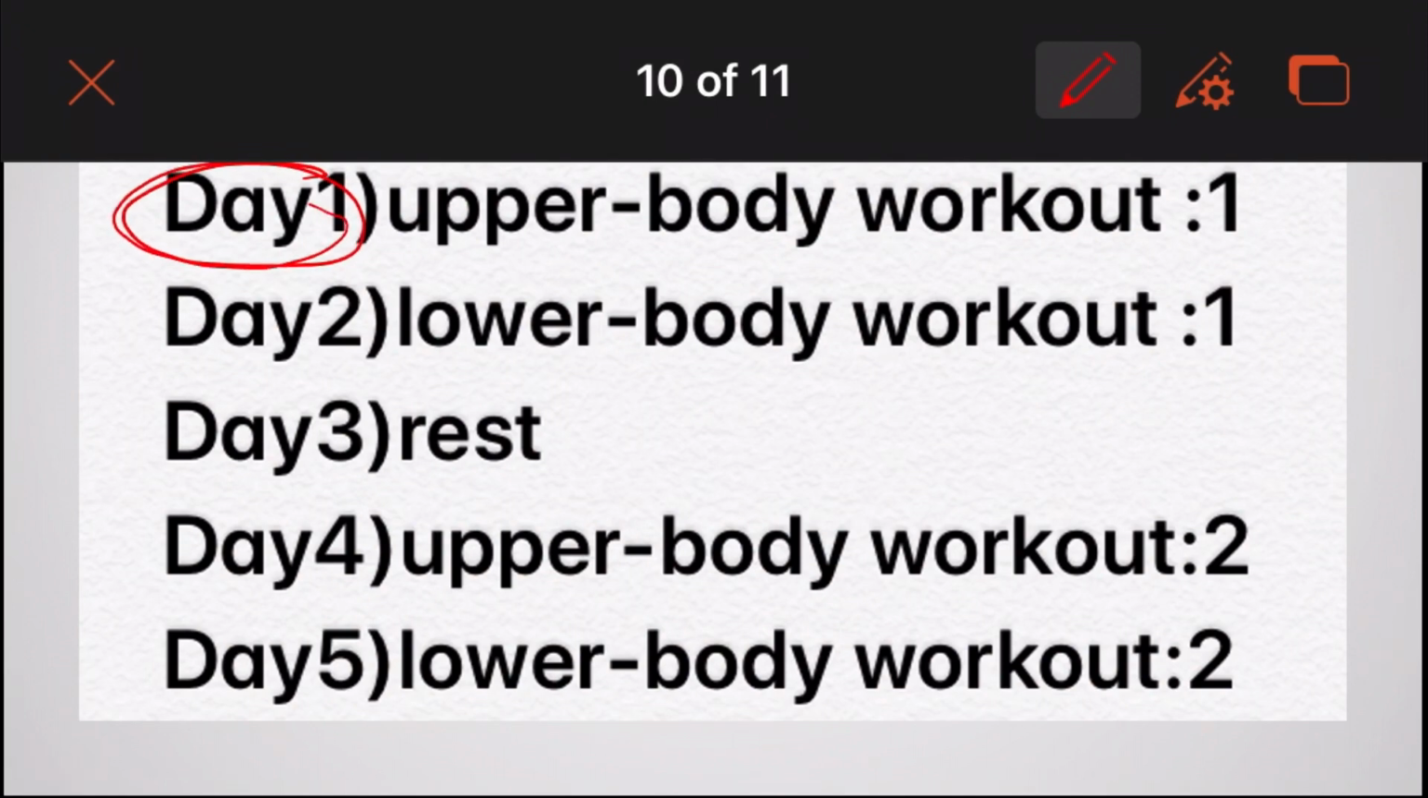Okay, everybody. So day 1, we're going to be doing an upper body workout. Day 2, we're going to be doing a lower body workout. And then we're going to have a rest. And then we're going to have another upper body workout, number 2, which is more advanced, as well as a lower body workout, number 2.